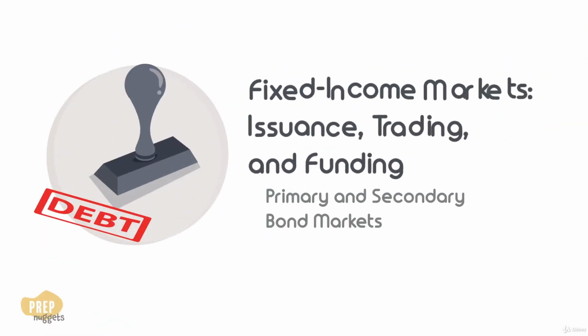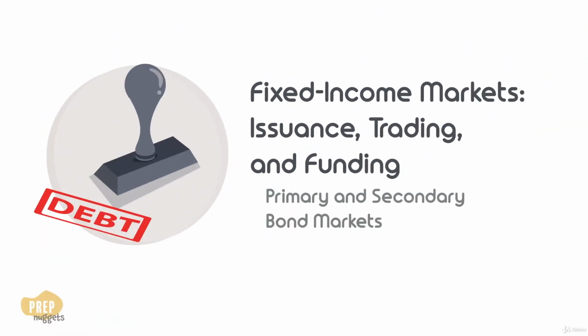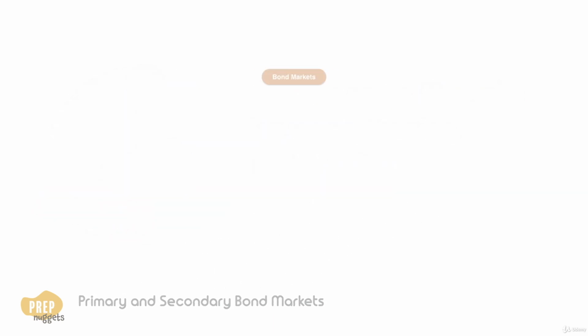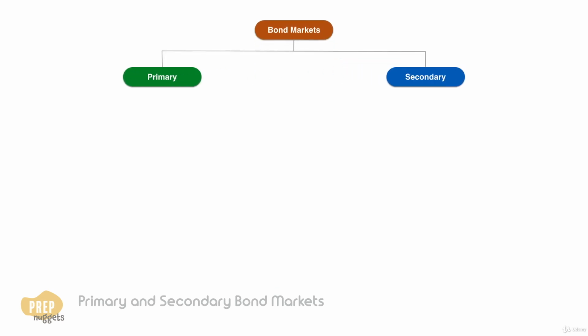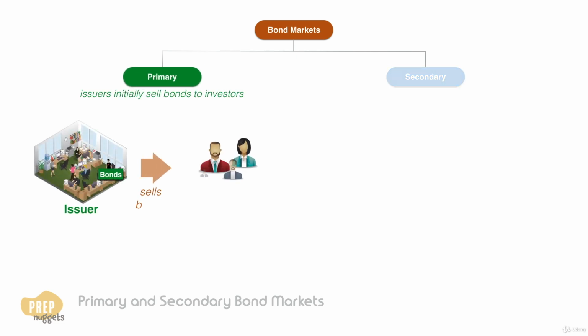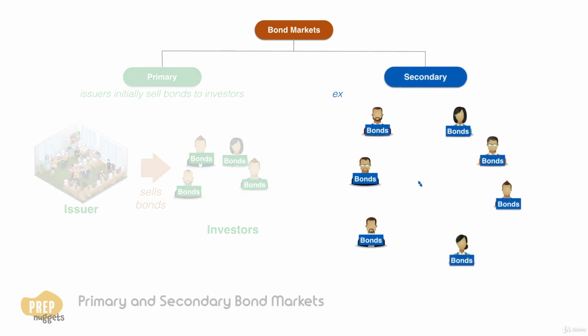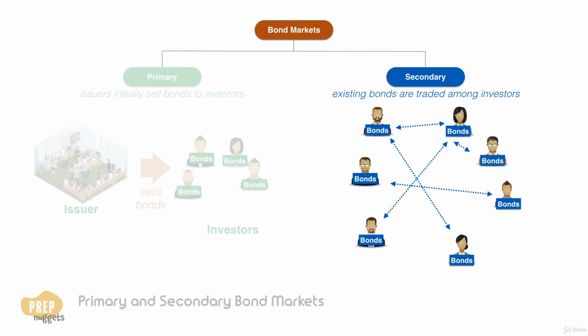In this lesson, we have an overview of issuance and trading of bonds on the primary and secondary bond markets. Let's get started. Bond markets can be segregated into two main types: primary markets and secondary markets. Primary bond markets are markets in which issuers initially sell bonds to investors to raise capital. In contrast, secondary bond markets are markets in which existing bonds are subsequently traded among investors.